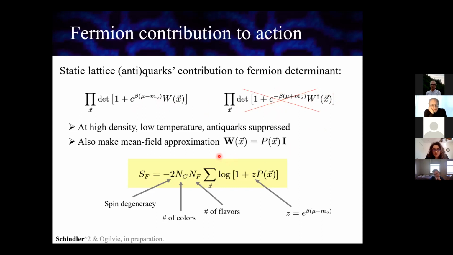And for simplicity, to get a nice result to write down on a slide for you here, we're also going to make the mean field approximation. Instead of having this big matrix, we're going to take just some scalar function times the identity matrix. So then we can write down a fermion action. What the fermions contribute to what we're going to look at is this term here. I'm writing e to the beta, this constant term, as a factor of z to make things look simple. We've got our Polyakov loop, there's a logarithmic term, and I've also added in factors for the spin degeneracy, the number of colors, and the number of flavors.